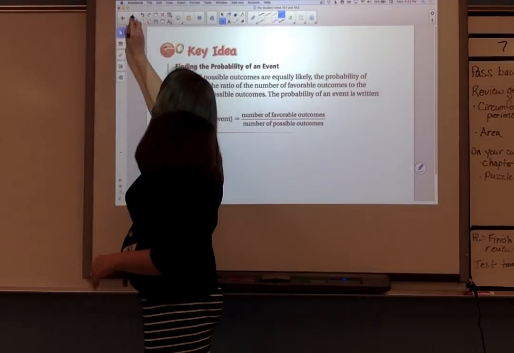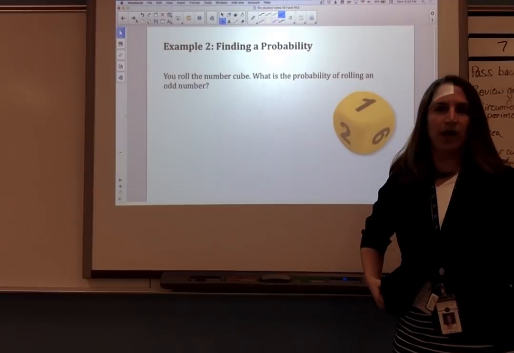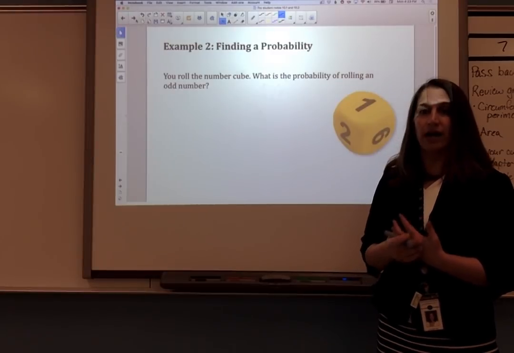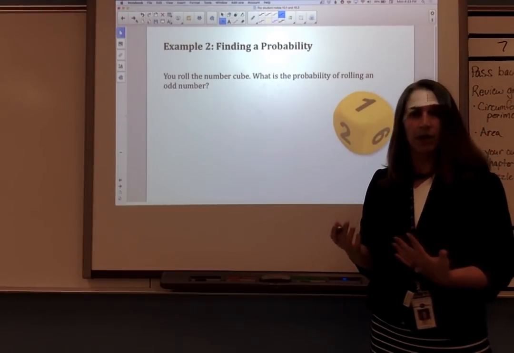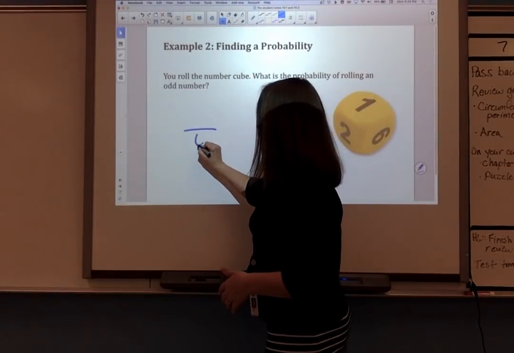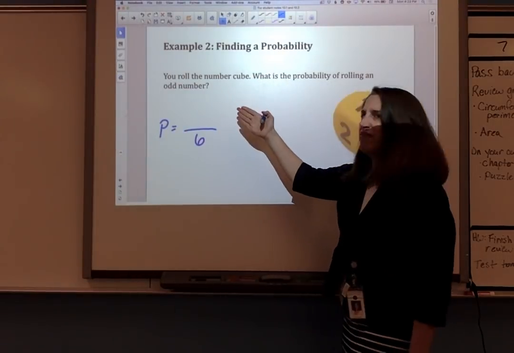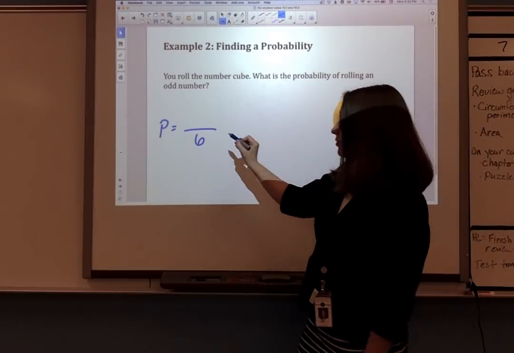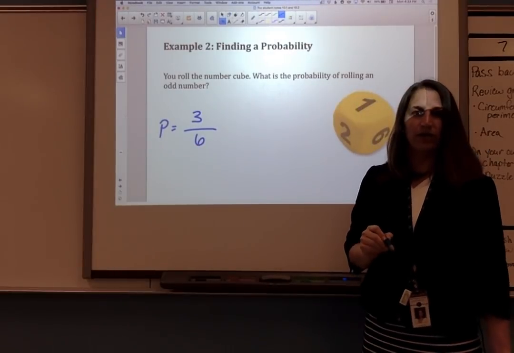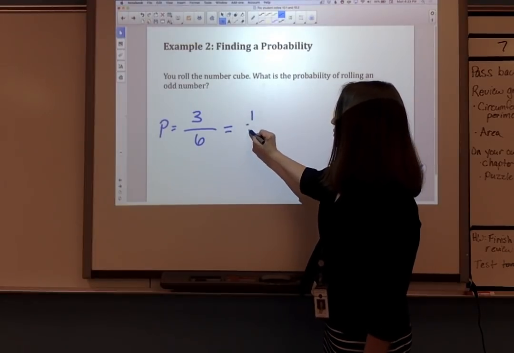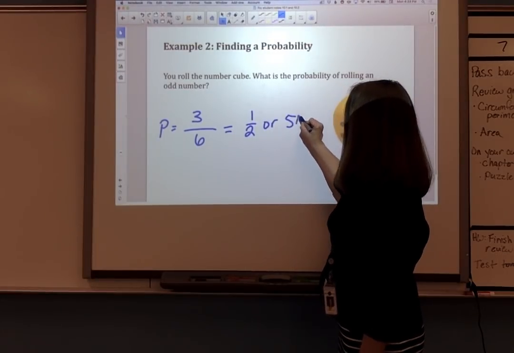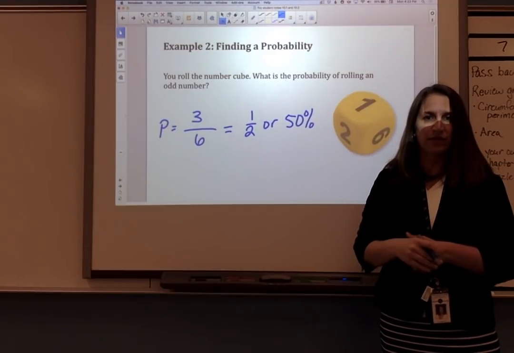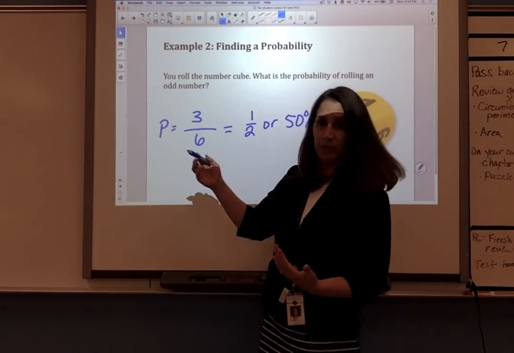So let's use that idea to find some probability. If we roll the number cube, what is the probability of rolling an odd number? So we know there are 6 possible outcomes, so that's our denominator here. The probability equals, we want to think how many of those 6 outcomes are odd. Well, that would be 3. 3 out of 6, we have a 3 out of 6 chance. So we would simplify this to 1/2 or 50%. And we'll see probabilities written both ways, sometimes written as fractions, sometimes written as percents, sometimes written as decimals.